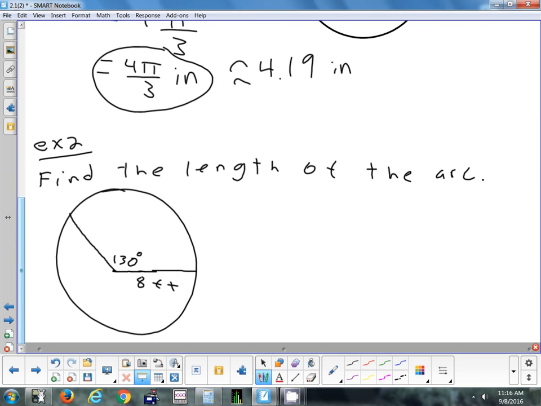Okay, this time, rather than writing it all out as a description, I just draw a picture. So I've got an angle that's 130. I have a radius of 8 feet. Find the length of that arc in red. Katrina, can you remind me, what's the formula that I use again when I'm looking for length of an arc? Yep, S equals R theta.